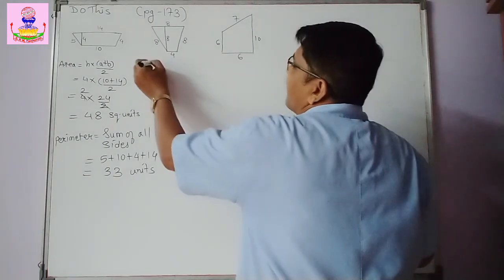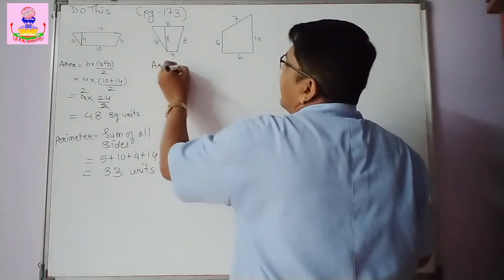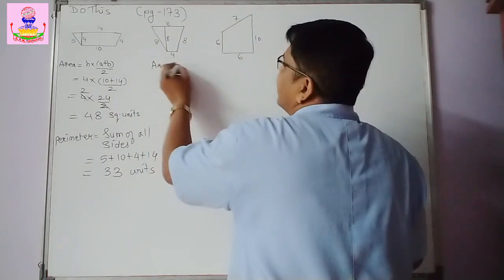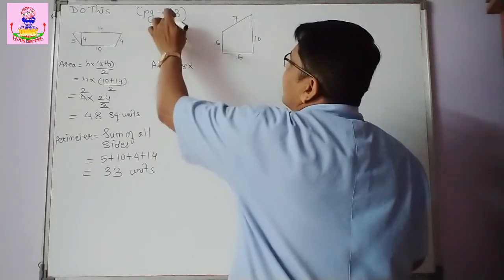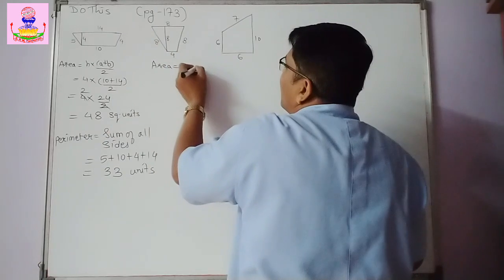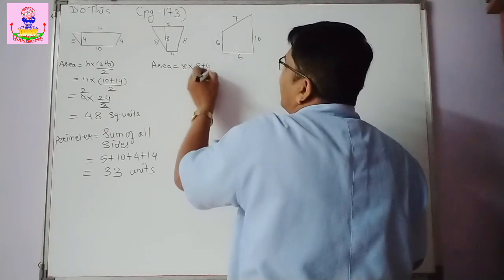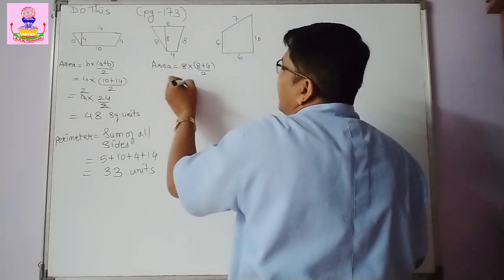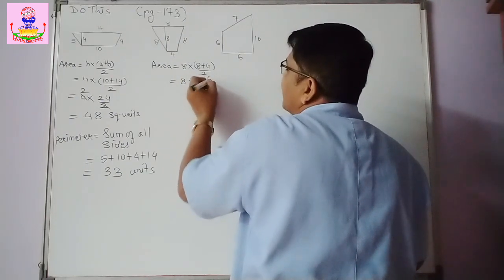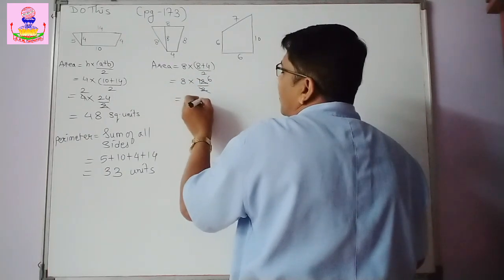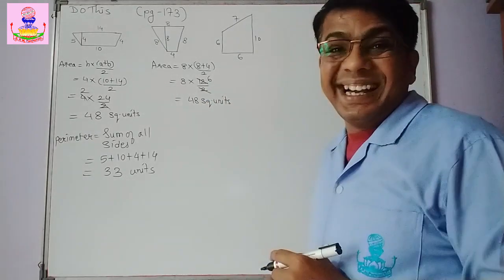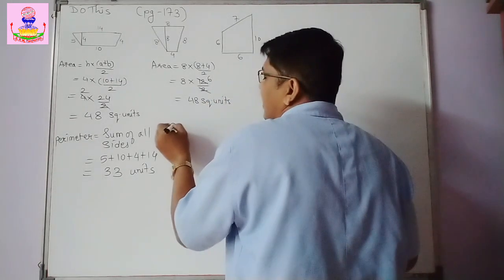Now, for this area, again, h into (a plus b) by 2. Now, I am not using the formula. What is h here? 8. Suppose this is 8 and these are the two parallel sides. So, 8 plus 4 upon 2. Right? Now, 8 into (8 plus 4), 12 upon 2. 2 sixes are 12 and 8 sixes are 48. So, 48 square units. Are they equivalent? Yes, they are.